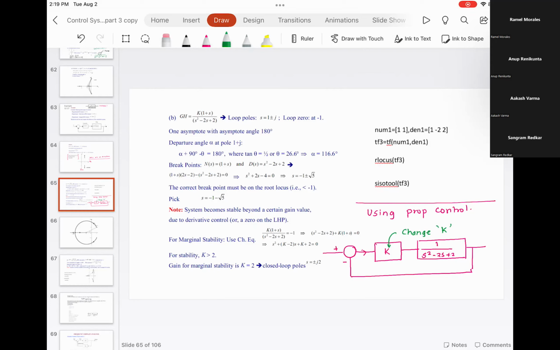Now, what I want to do is find out if I can change this value of k to such an extent that my poles go onto the left-hand side of the imaginary axis. This is exactly the same as plotting the root locus. So what I would do is go back to MATLAB again.